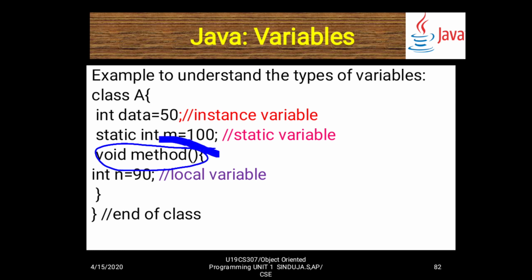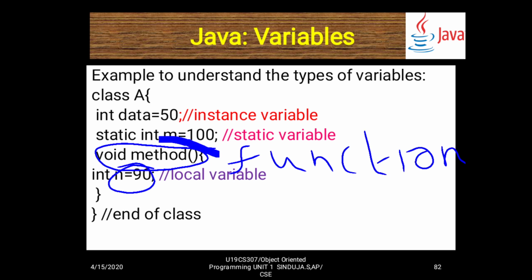Here, method is nothing but a function. Under that I have created a variable called n equal to 90. So you have created a variable under the function, hence it is called a local variable. Okay.